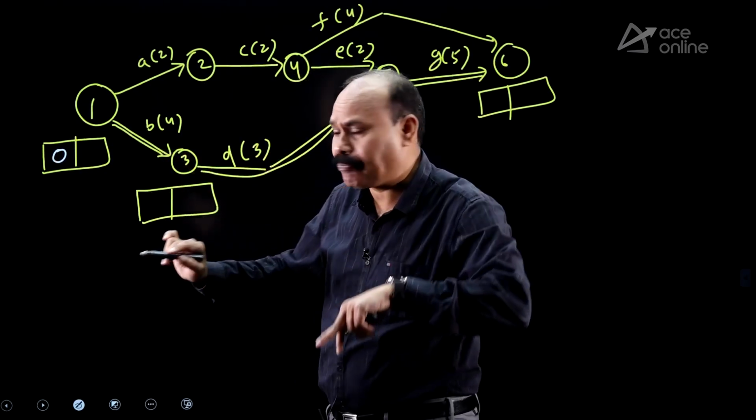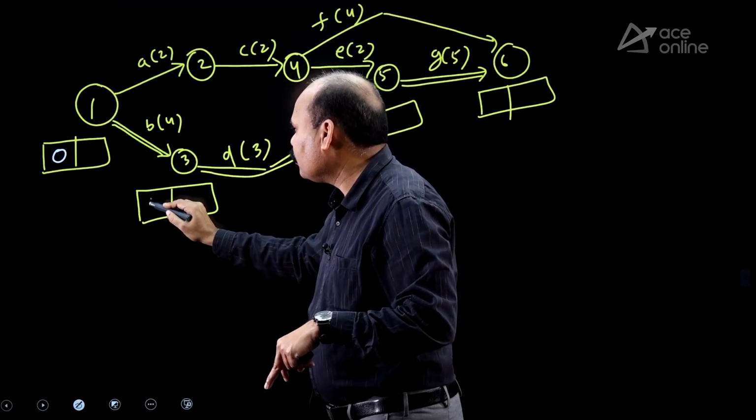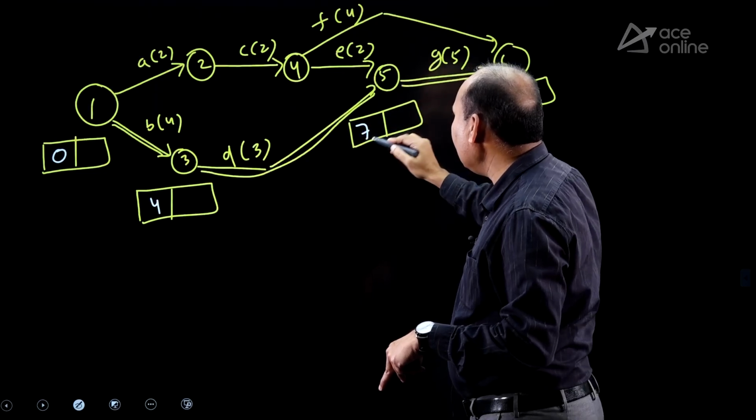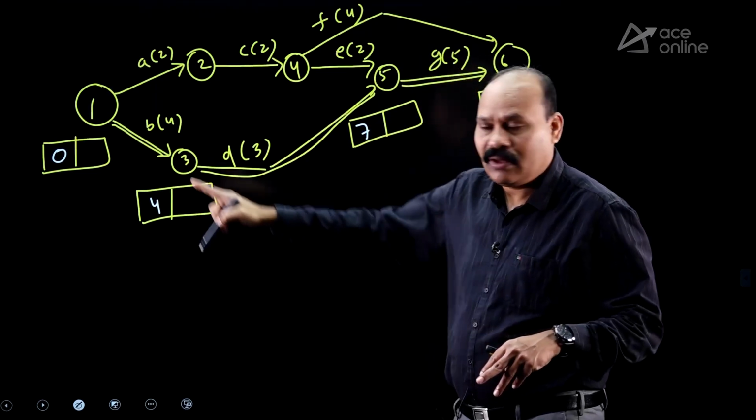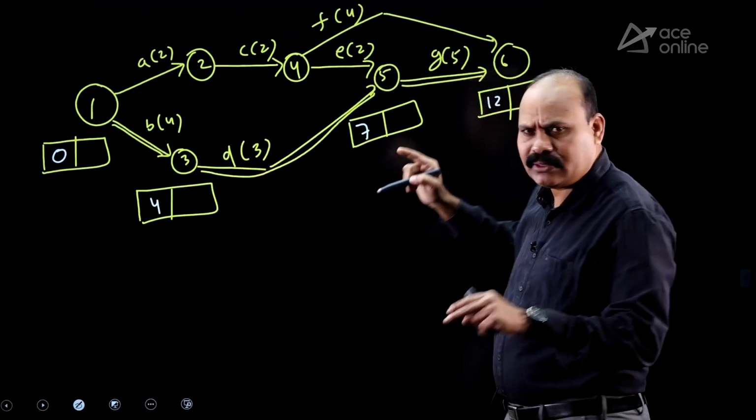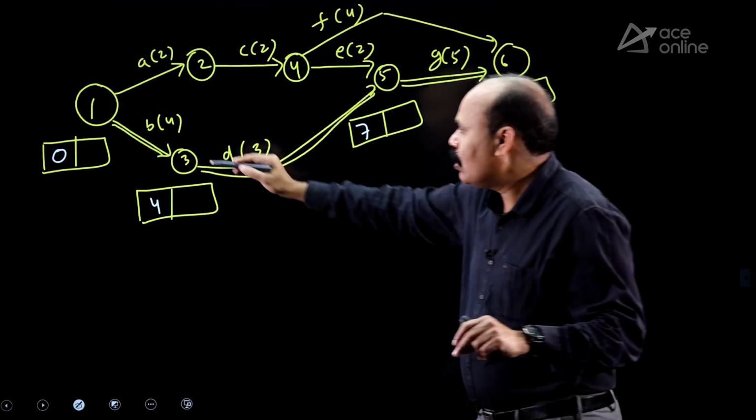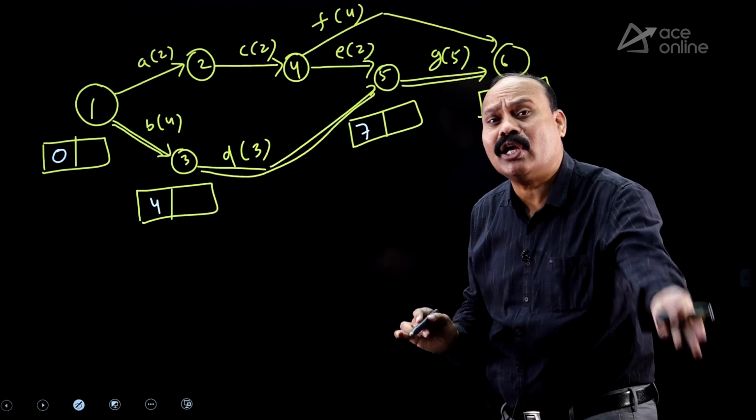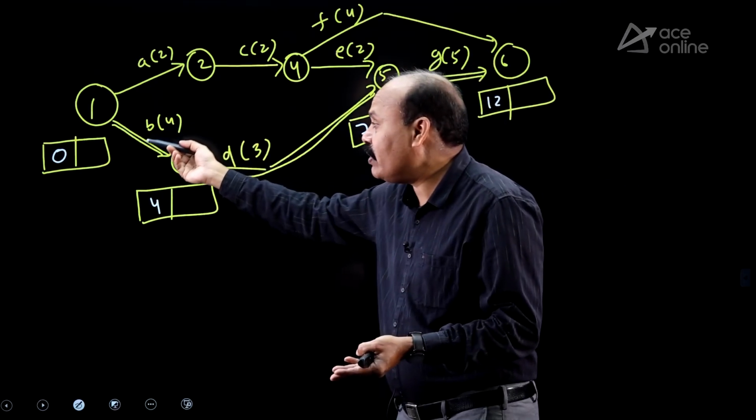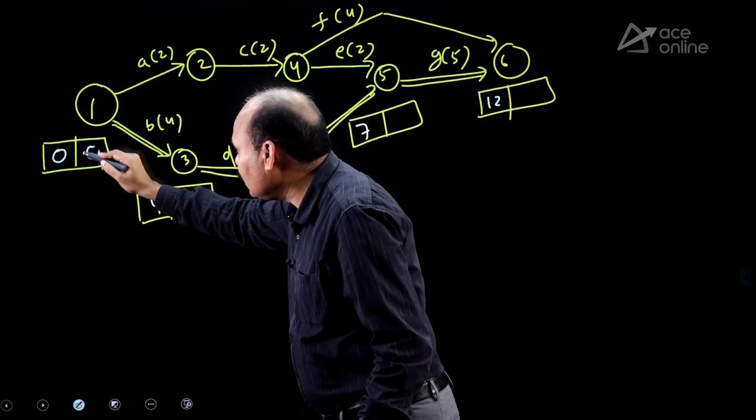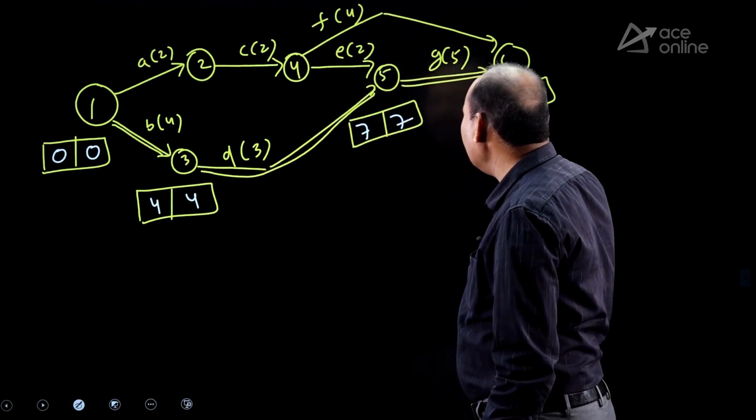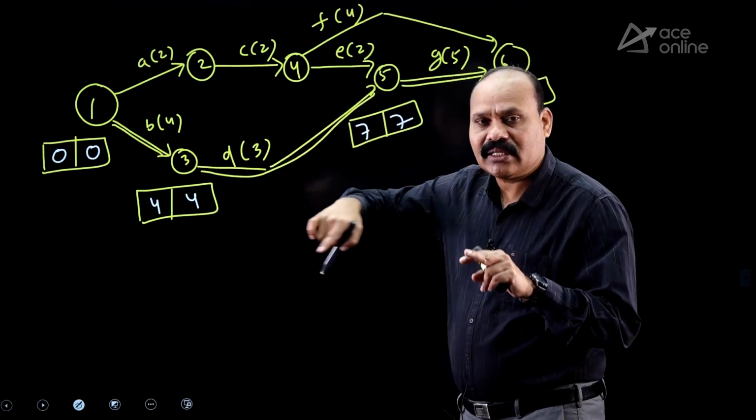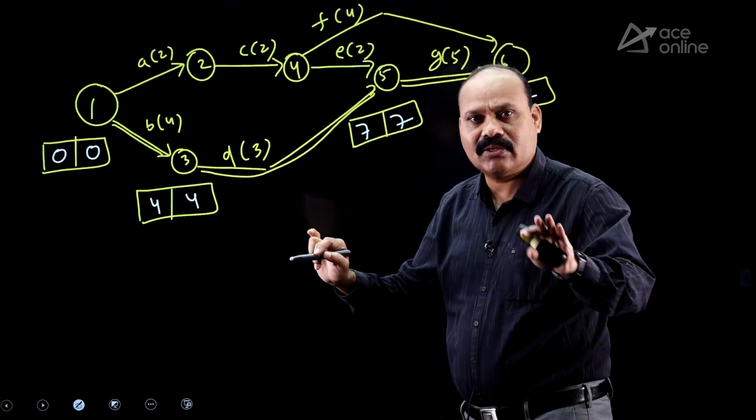Use a double line. 1, 3: 0 plus 4, 4. 4 plus 3, 7, that is 3 to 5. 7 plus 5, 12. What I am doing is moving along the critical path. It is a simple technique you can follow. Only along the critical path I am getting the values. Once I get the earliest value, you can copy the same, because a critical event will have 0 slack. So 0, 4, 7, 12. Are you getting the point here? Observe the critical path, and along the critical path get the values. Earliest value is equal to latest value.